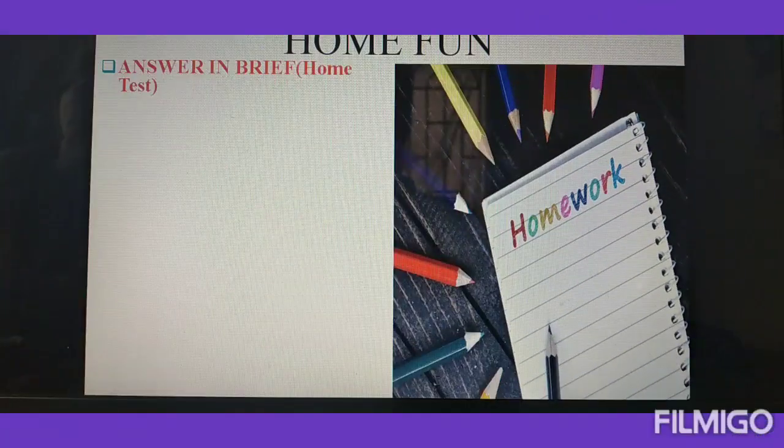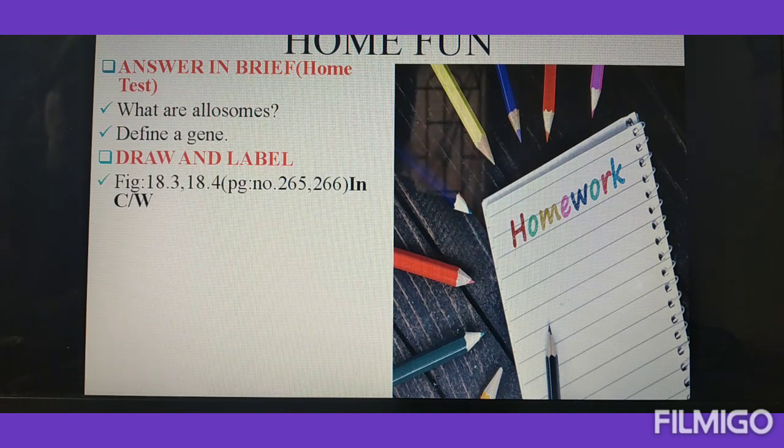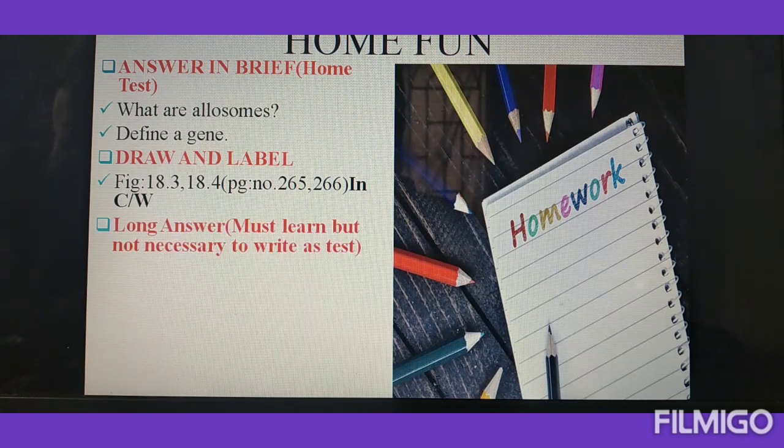Students are asked to study the following questions and write a home test. Answer in brief. First question, what are allosomes? Second, define heredity. Then you have to draw some diagrams in the classwork in a neat manner. The first diagram is the structure of chromosome, figure number 18.3 given on page number 265. The second diagram is the types of chromosome based on the position of centromere, figure number 18.4 given in the textbook on page number 266.